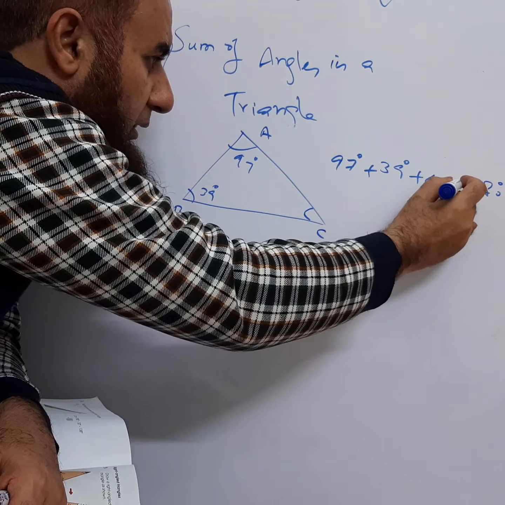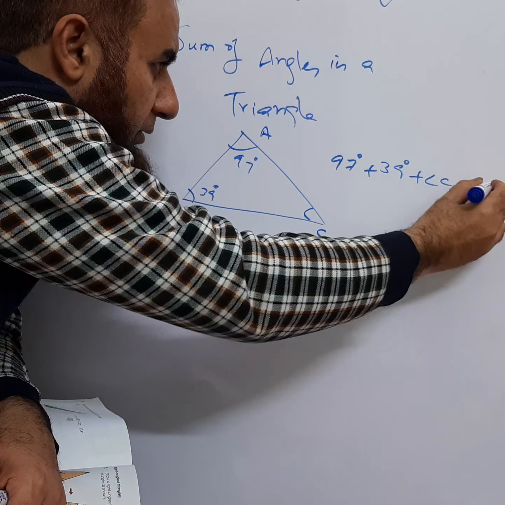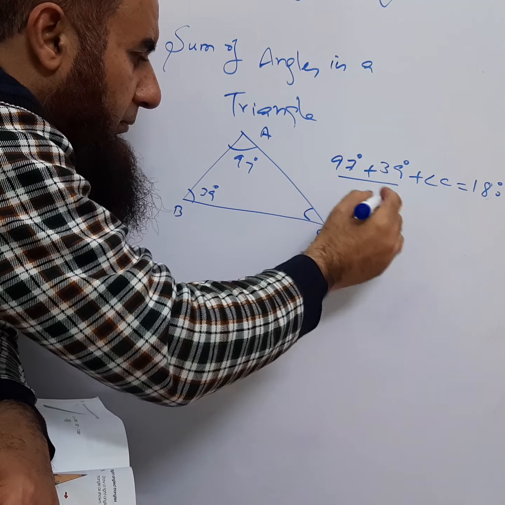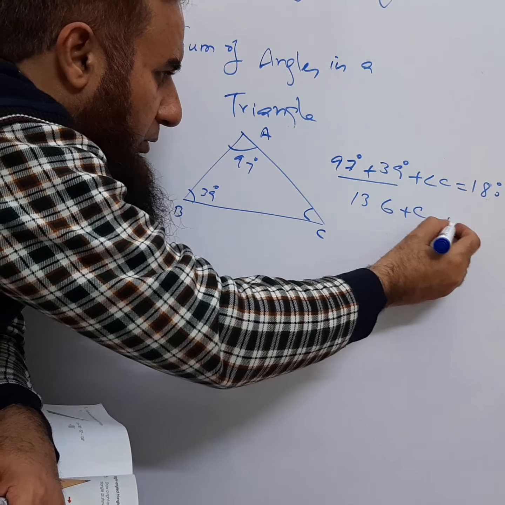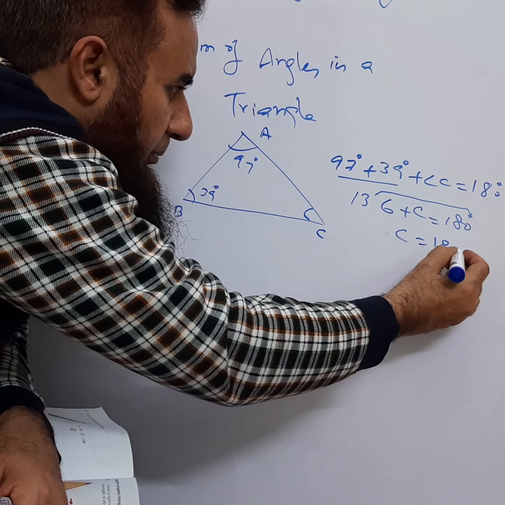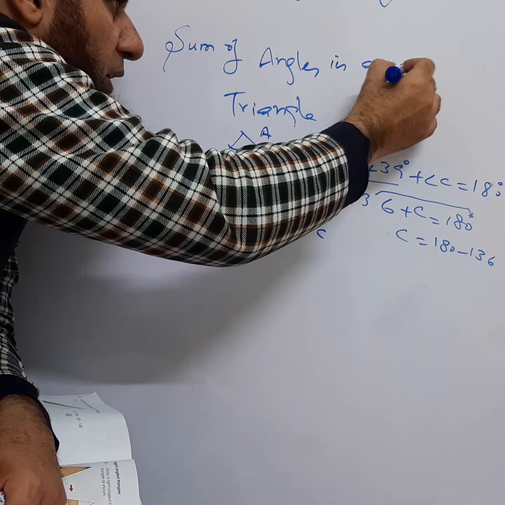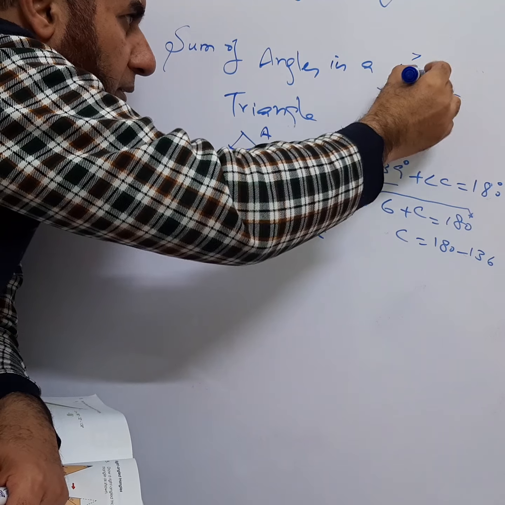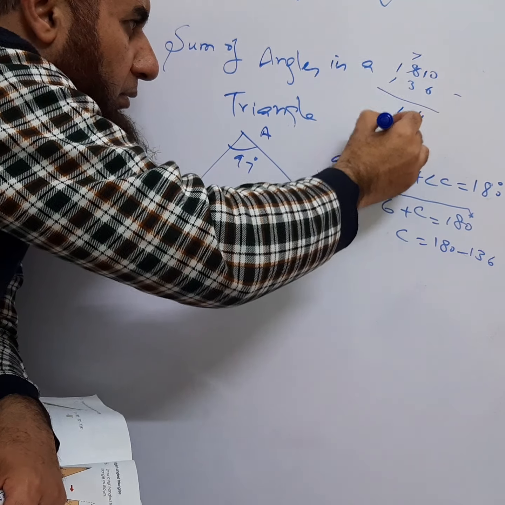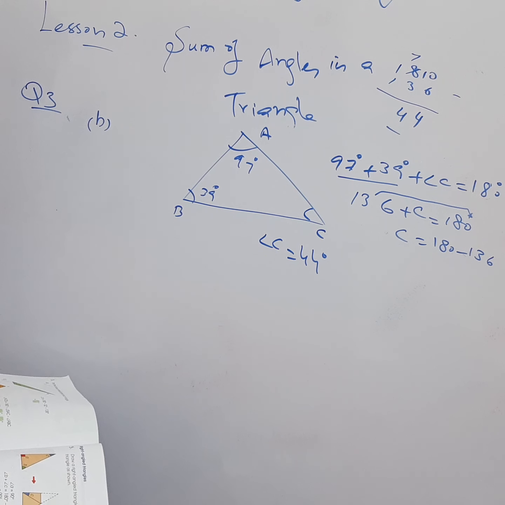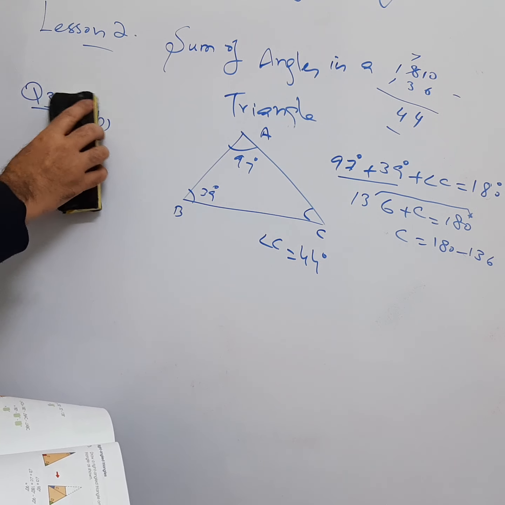The sum of three angles in a triangle is 180. Add these two, it becomes 136 plus C is equal to 180. We need to find C, it will be going to the other side, it becomes 180 minus 136. So 180 minus 136 is 44. So angle C is equal to 44 degrees. This is the answer. Now we will be doing part C.